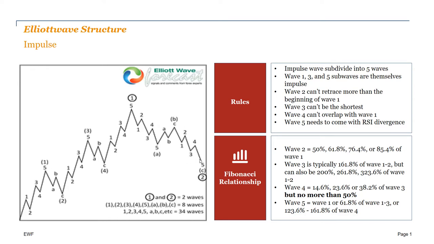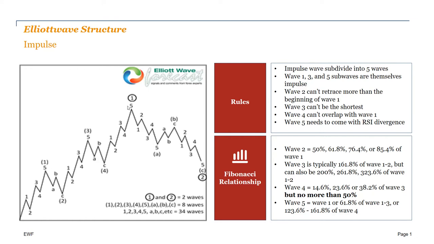So this is what most people are familiar with. They label ABC zigzag after a 5 waves move, right? Whether it is 5 waves up or 5 waves down. But the zigzag does not always have to be coming after a 5 waves move.